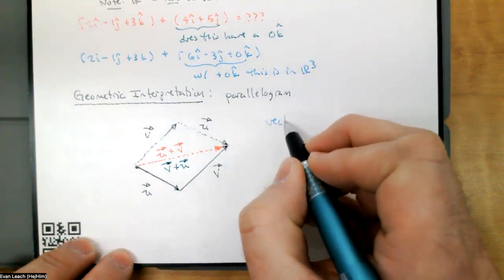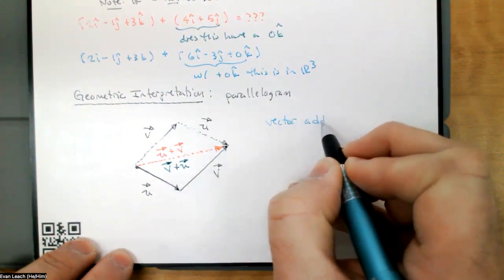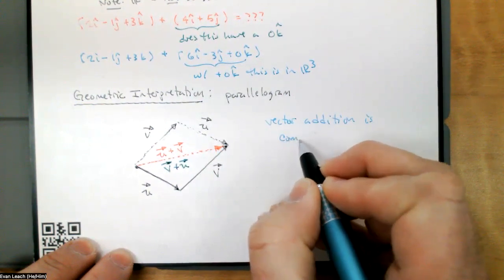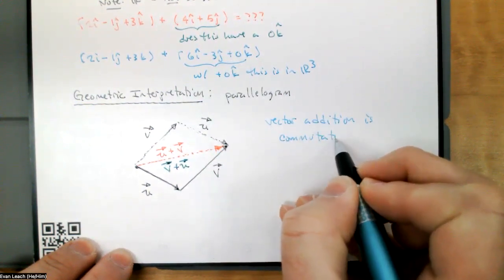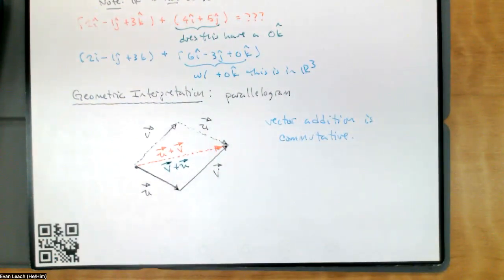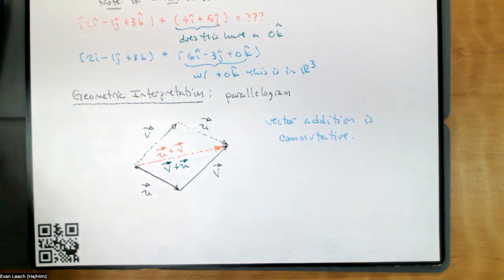Vector addition is commutative. If you're inventing new operations and you want to call one addition, this should be commutative. Any questions? Vector addition works just how you think it will.